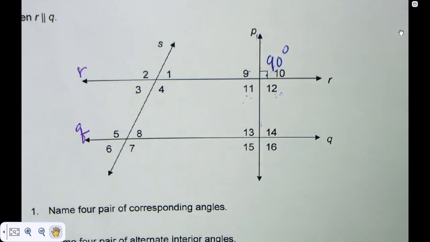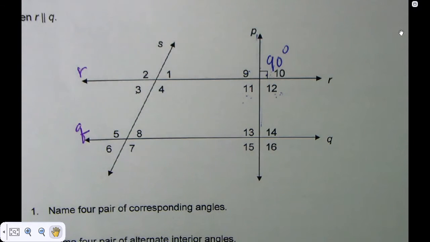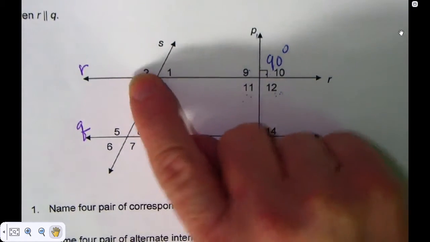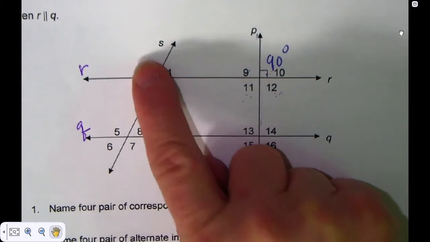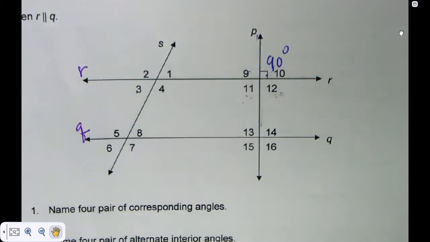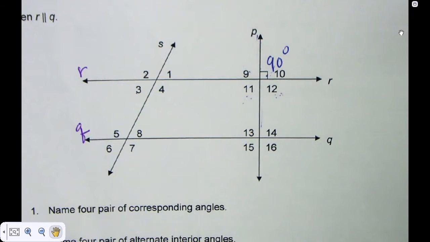Okay, so now we're going to talk about supplementary angles. They're not congruent, are they? They add up to what? 180 degrees. Two angles that add to 180. So if one is 50, two is 130, so they'll add up to 180. They make a straight line or half a circle. Okay. So 1 and 2 are supplementary.